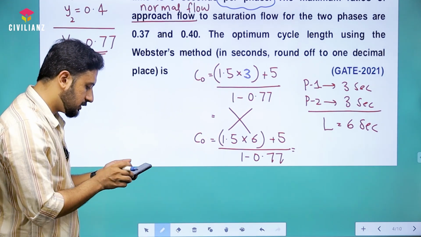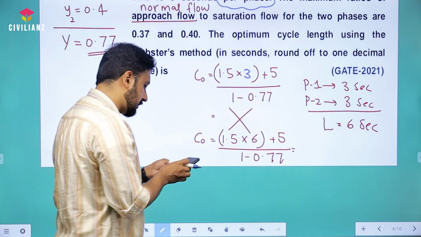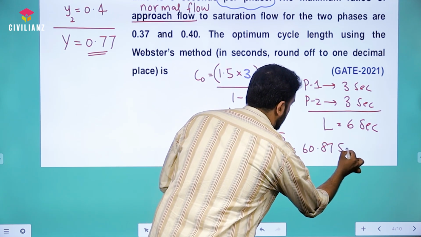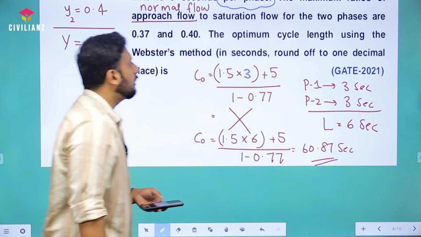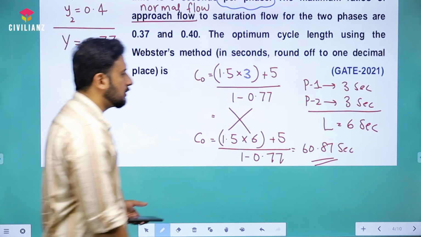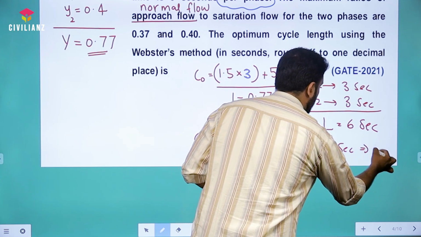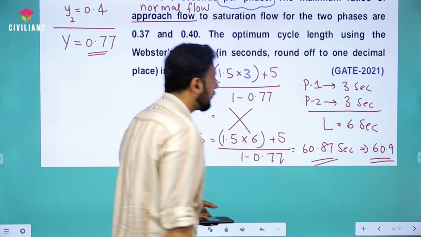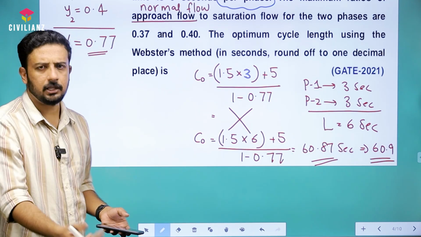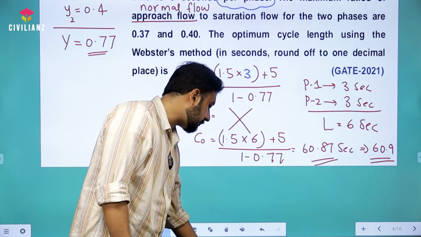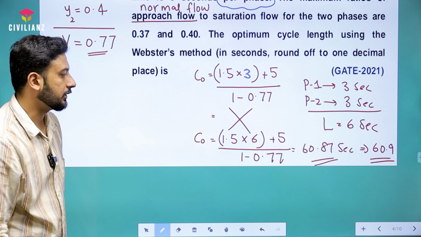Now once you are doing this, we are going to get a value. Let me just calculate it. 60.87 seconds. Got it? In the question they have mentioned to round off to 1 decimal place, so we can round off to 60.9 seconds. That's it. 60.9 or 60.8, anything you can substitute, doesn't matter. Got it, guys? So these are the twists which may be coming in the calculations.